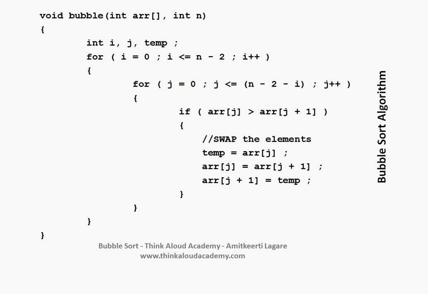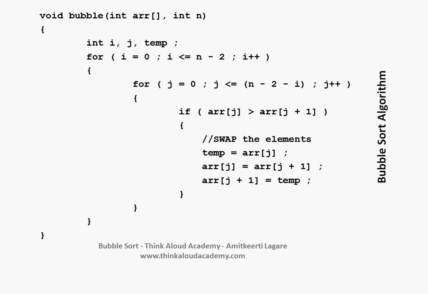That is, in the previous example we saw, we compare first and second, second and third, third and fourth, and so on. So the inner for loop is to compare the adjacent elements. You will see that in the inner for loop we have an if statement which compares, when j is equal to 0, array of 0 with array of 1, and if array of 0 is greater than array of 1, we exchange the 0th element with the first element.